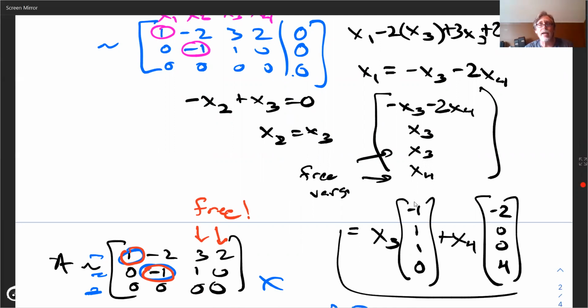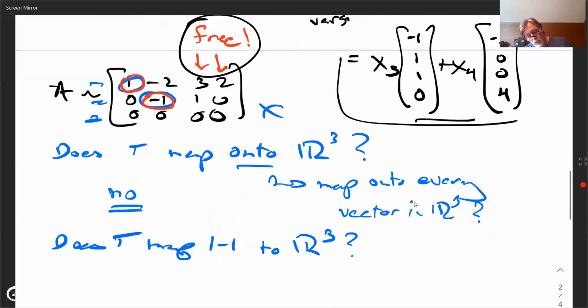So does it map one-to-one? That is, does one x always map to one y, so to speak, or does one x in R4 map to only one b in R3? The answer is no. 0, 0, 0 is a b in R3, and we have an infinite number of vectors mapping to it. So the way you can tell is, if you get free variables when you reduce, it's not one-to-one.